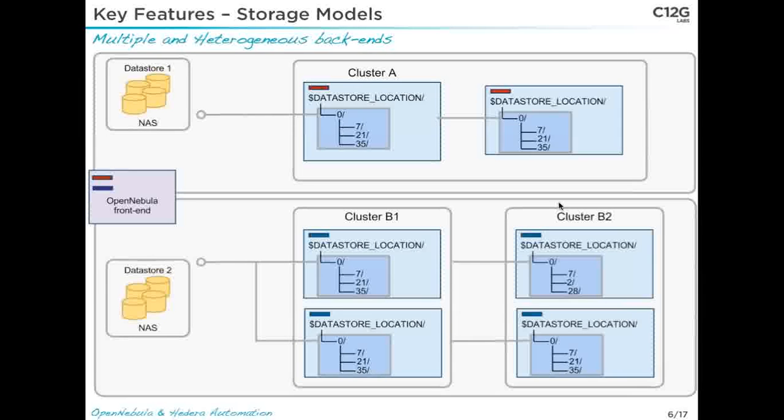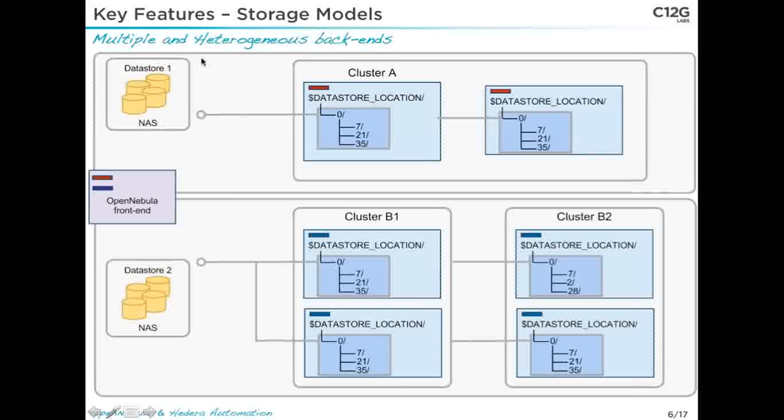Okay, so we'll start with one of the most important features of OpenNebula. It's the variety of storage models. So as you can see here, a single instance of OpenNebula can control different clusters, so cluster A and cluster V1 and cluster V2. And more importantly, it can manage more than one data store. So you can devote one data store per cluster. So a data store is the one that's going to serve the images for your virtual machines. And so you can have different data stores for different clusters.